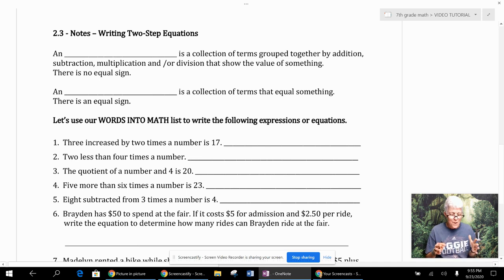Hey guys, so we're going to go ahead and start our notes on translating words into equations or expressions. And so let's get started.